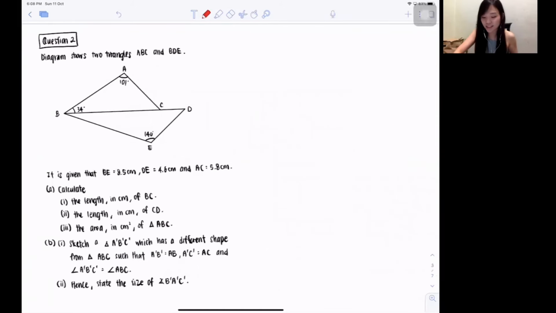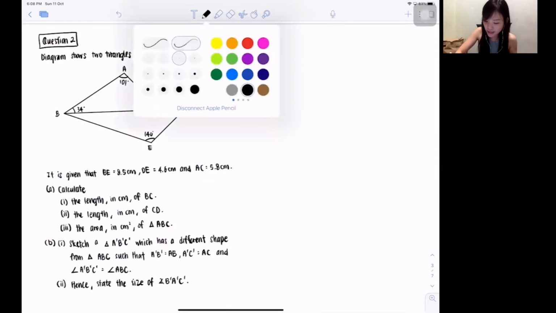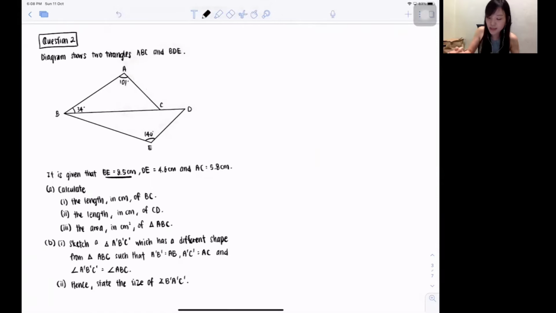Let's get started. So diagram 2. Diagram shows 2 triangles, ABC, BDE. I think all of you can see that. Next, they say BE is 8.5 cm. Can I use black? BE is 8.5 cm. So isn't it here? 8.5 cm. Next one, DE is 4.6. So isn't it DE here? 4.6 cm. Next one, AC is 5.8. Isn't it here? 5.8 cm. So I just try to update whatever they say, and let's get started with A1.